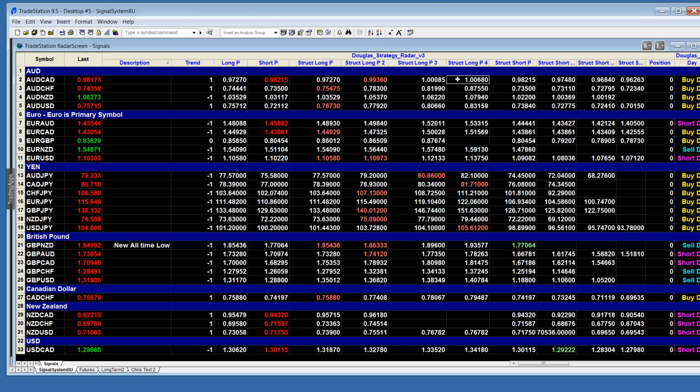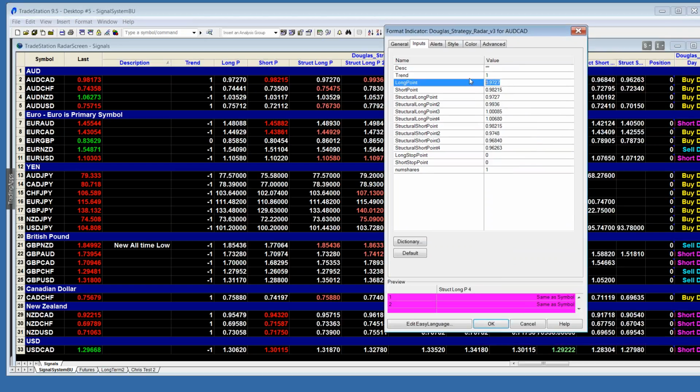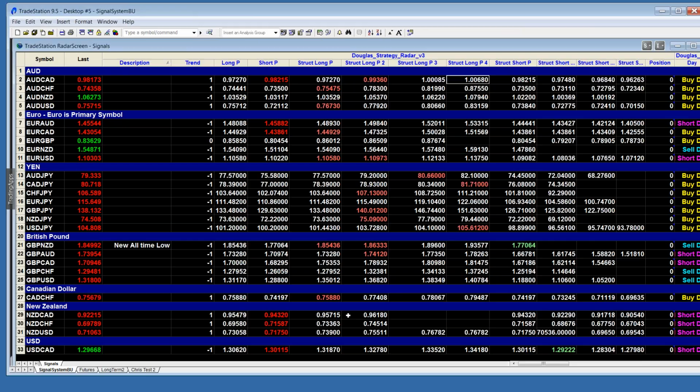So if I open this, you can see that you got one long point, which is the same as the structure long point, then structure long point number 2, number 3, number 4, and then our short point, and then it's the same as the structure short point, and then the 4. What you should do is, once I am done with the session, I will send you an image of this screen, of the radar screen.